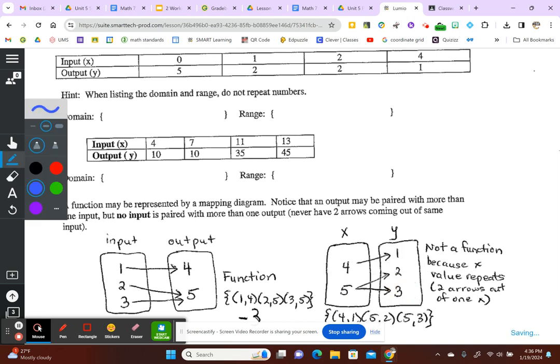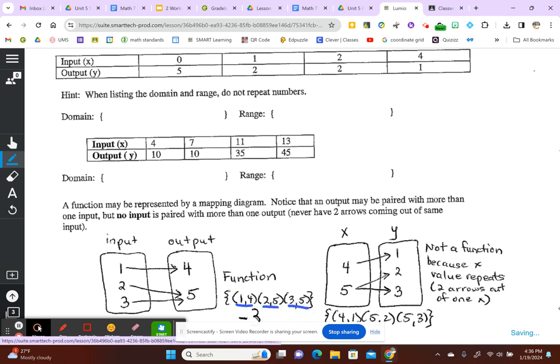Now, if you were to take these mapping diagrams and write them as a set of ordered pairs, the one on the left would be (1, 4), (2, 5), (3, 5). Notice none of the X's repeat, and it is a function. For this one, we have (4, 1), (5, 2), (5, 3). Notice the 5 repeats, not a function. Notice 2 arrows coming out of the 5, not a function. Those are quick ways of recognizing if it's not a function.